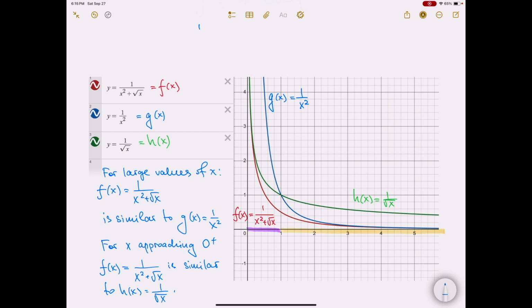If we look at the values of x very close to 0, positive, we will see that the function f of x actually produces values very similar to the values of the function h of x equals 1 over square root of x. This is not surprising either. When x approaches 0, x squared goes to 0 much faster than square root of x. So the largest values in the denominator of x squared plus square root of x are produced not by x squared, but by square root of x.